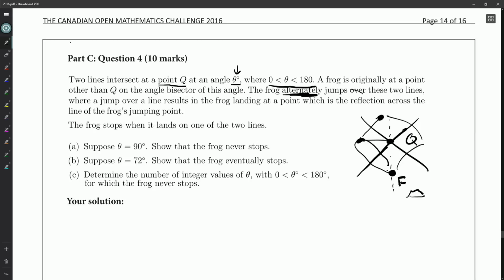Okay, so it looks like all three parts here are concerning this frog. So suppose we start with an angle of 90 degrees. So right angles everywhere here. Show that the frog never stops. And then suppose it was 72 degrees, so I guess one line and then a 72 here. Show that the frog eventually stops if it's 72. And then C, determine the number of integer theta values for which the frog never stops.